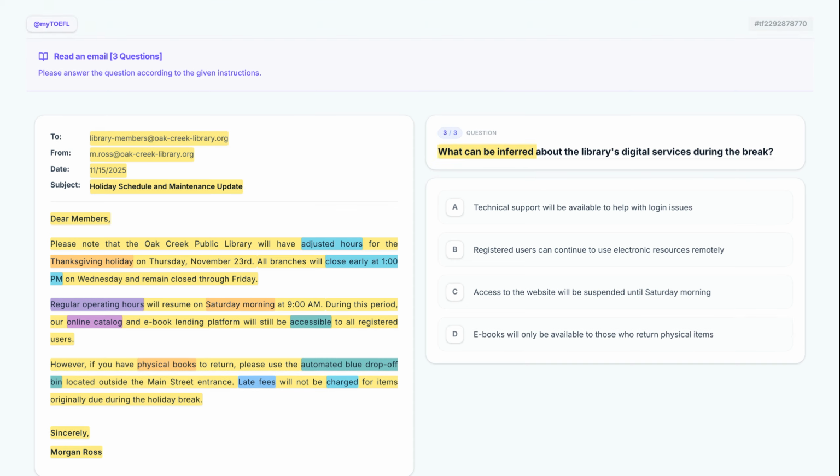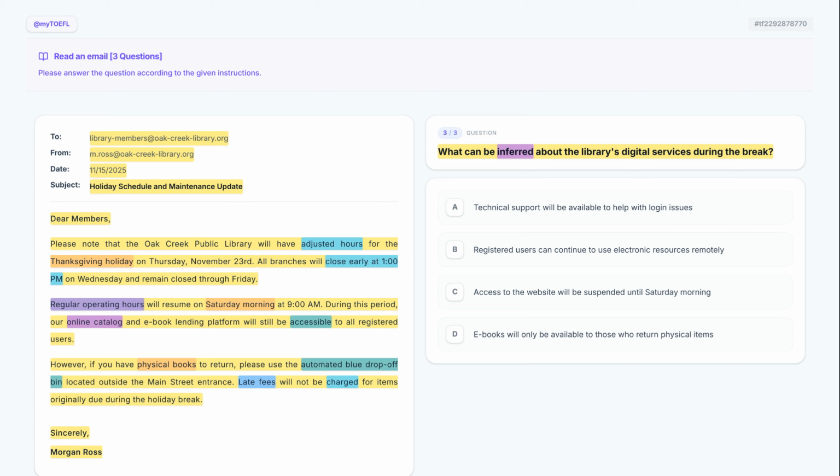What can be inferred about the library's digital services during the break? This question asks what can be inferred about digital services. You need to find a logical conclusion based on the fact that these services remain accessible. Now, keeping this in mind, let's look at our options.